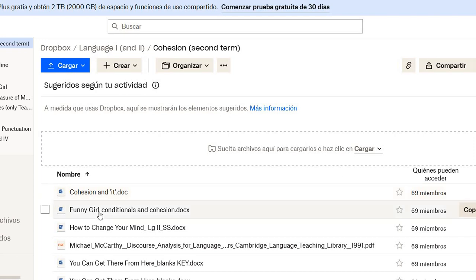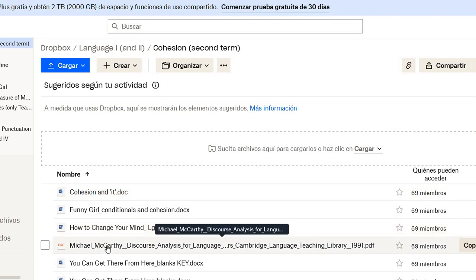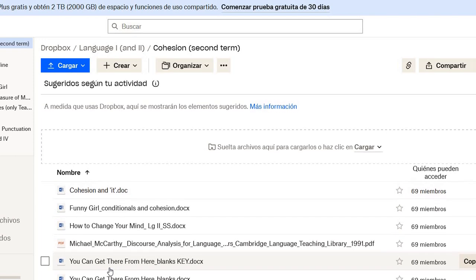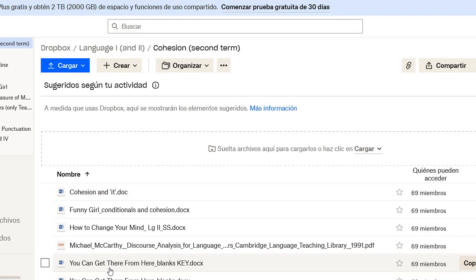And we'll be doing an activity with Funny Girl to practice cohesion, and maybe something about this one, How to Change Your Mind, but I'm not sure. This text is actually a book from which I took notes and wrote this file, which is a summary, right, of a chapter from this book, or a couple of chapters. Same happens with You Can Get There from Here. This is the text which we will be using to practice cohesion.